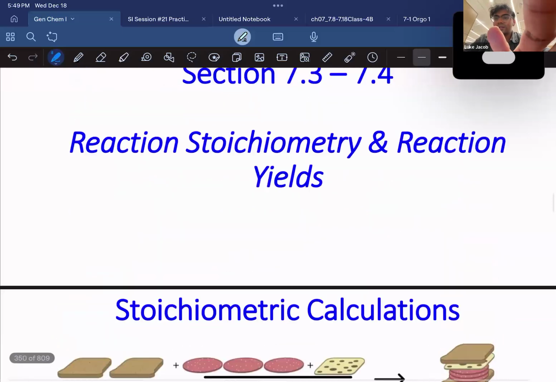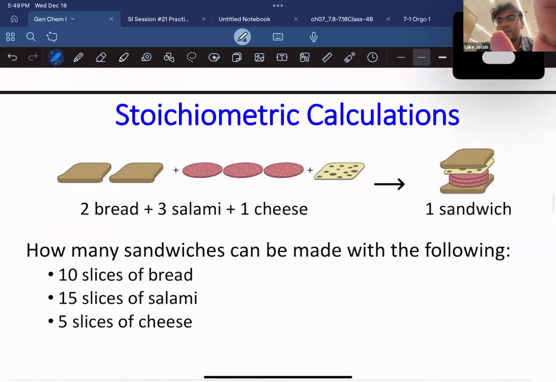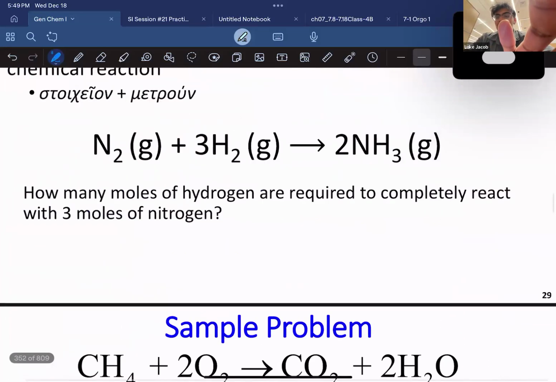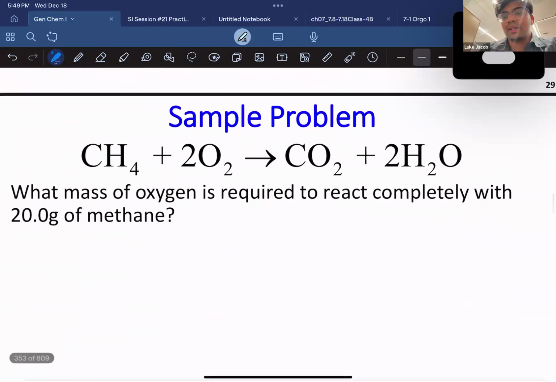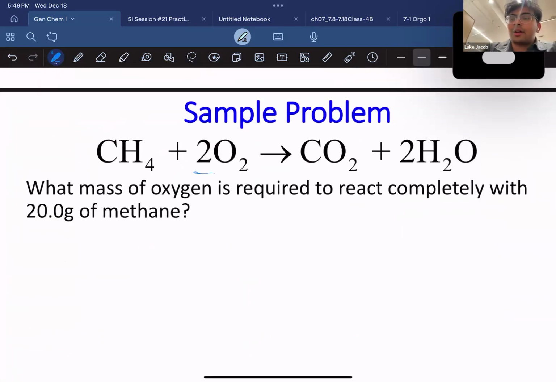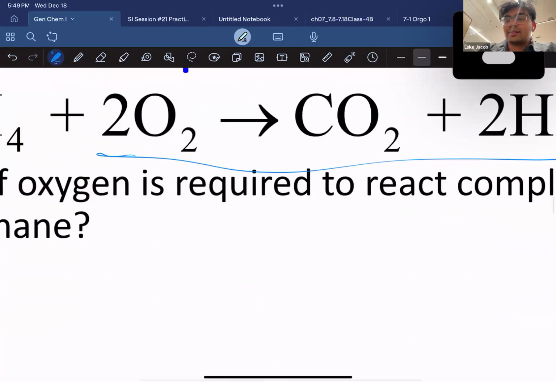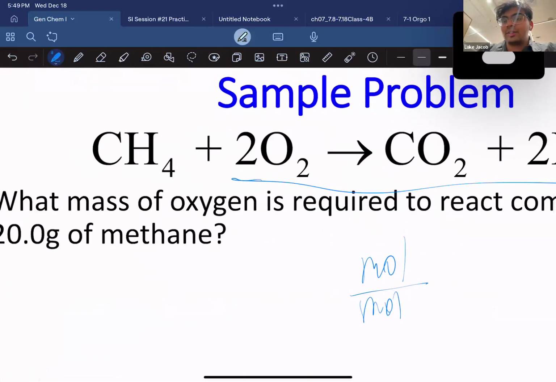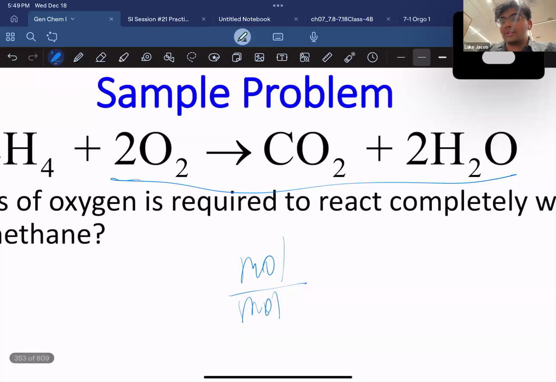So stoichiometry, this is the meat and bones of this topic, right? How do we take mass and use a reaction to predict a specific product? And so yeah, we use the reaction ratio. This is really good because this is a mole ratio. So for every 1 mole of methane, you're reacting with 2 moles of oxygen to produce 1 mole of carbon dioxide and 2 moles of H2O.